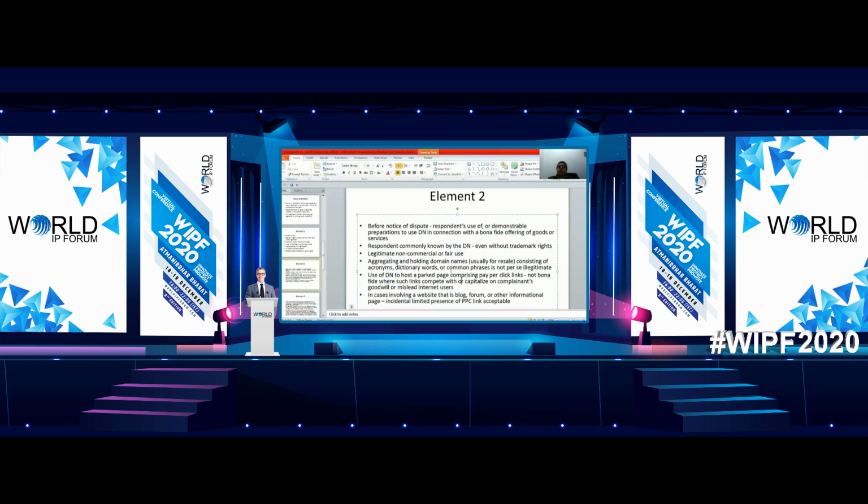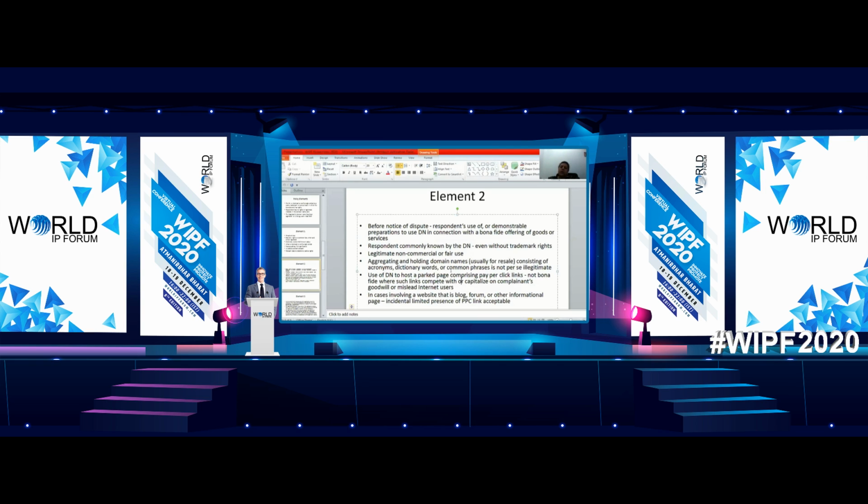There is a demonstrable preparation or reasonable preparation to use it with a bona fide offering of goods and services. Again, the term bona fide has its own significance. It has to be seen whether it's just spurious goods being offered, whether it's a way of bypassing by saying that we're offering these goods and services for sale.